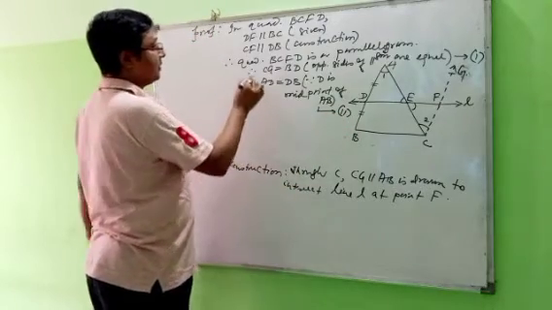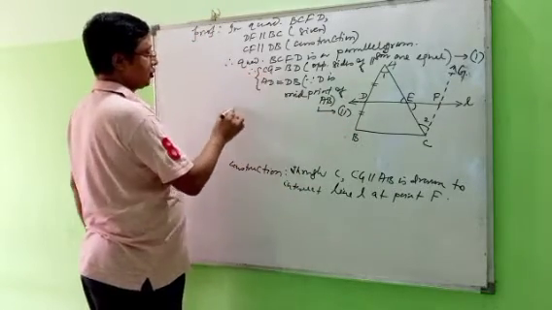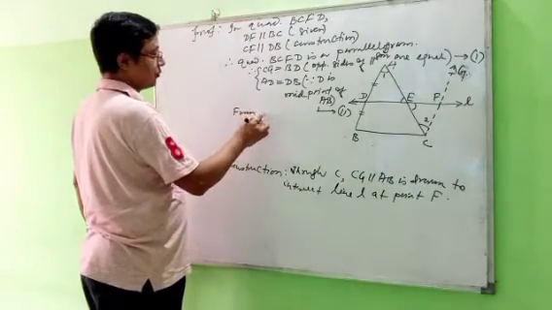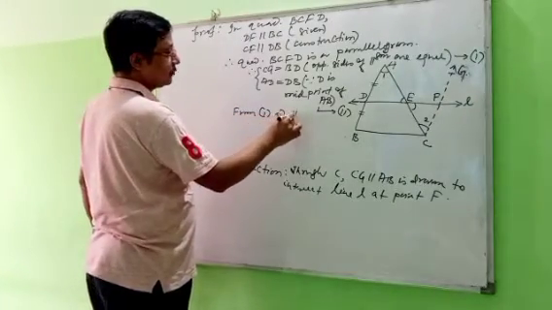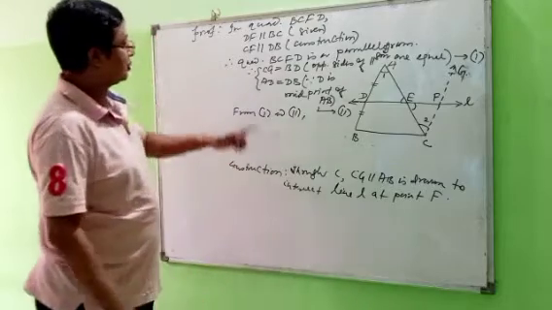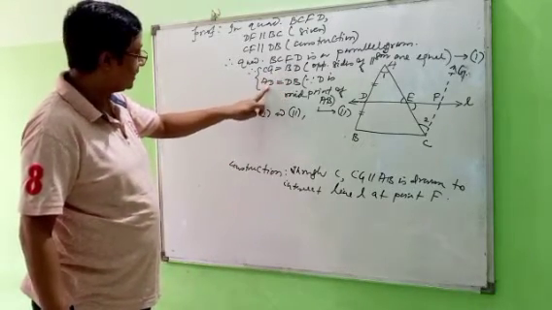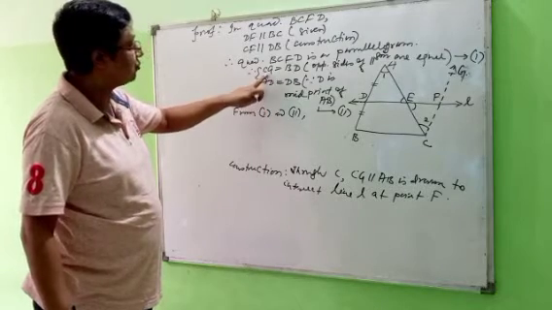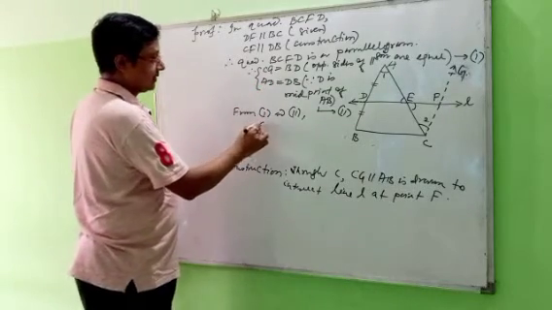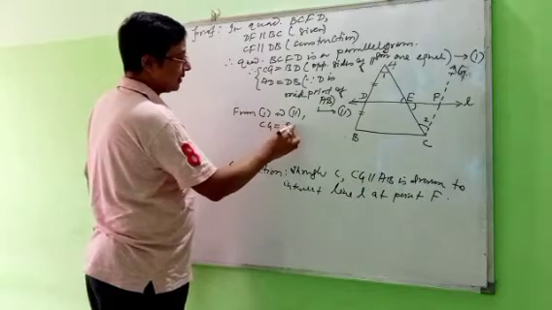Now you compare these two equations. From equation 1 and equation 2, we get CG is equal to BD, BD is equal to AD. So that means CG equals AD.